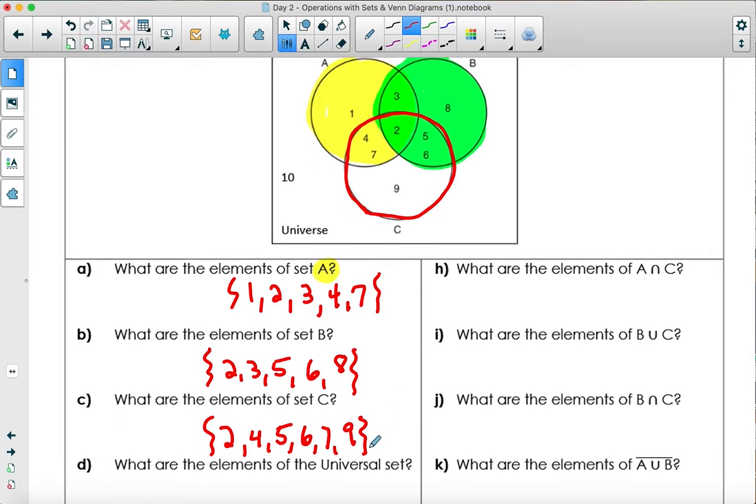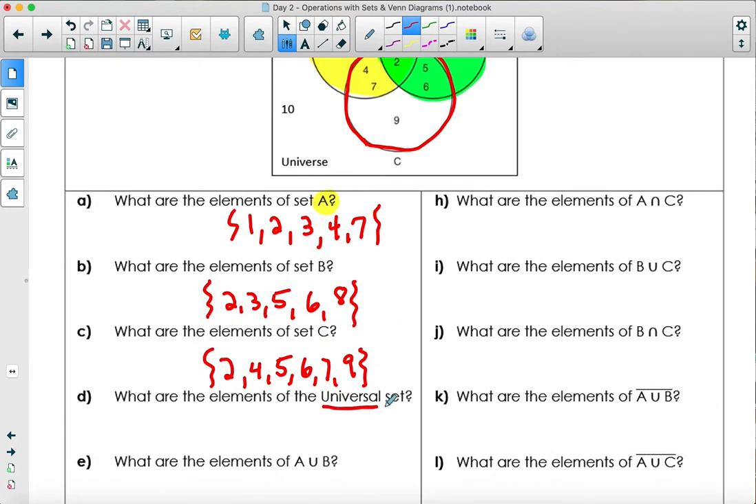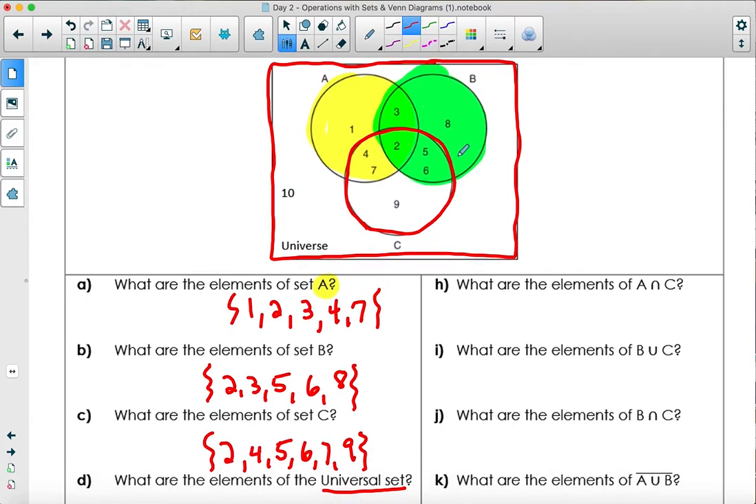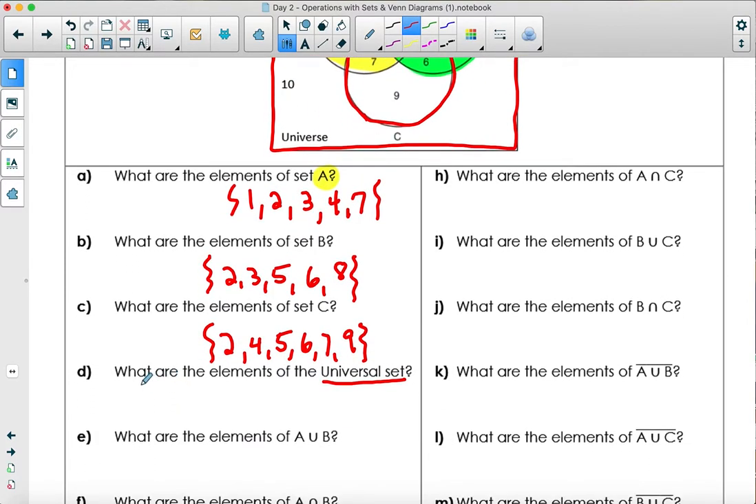And then just be careful if I'm looking for that entire universal set. The universal set is this whole thing, all possible outcomes. So the only other number that's sneaking in is this 10 over here. So I have 1, 2, 3, 4, 5, 6, 7, 8, 9, and 10. How quickly can I write that? 1, 2, 3, 4, 5, 6, 7, 8, 9, and 10.